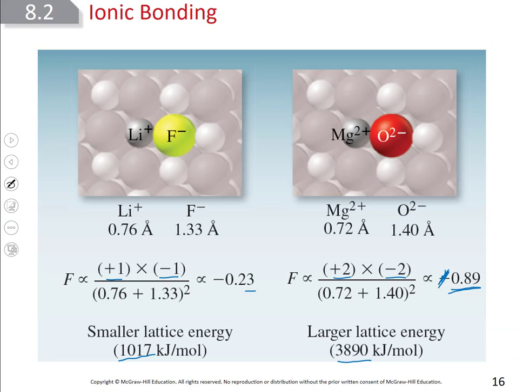For that reason, if I'm asking you to compare lattice energies, always check the charges first, because if the charges are different, that's going to be significantly more important than the size of the ions. If the charges are the same, then you look at the size of the ions. So bigger charges equals bigger lattice energy. Make sense?